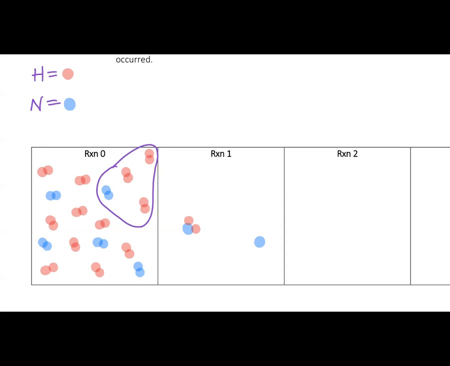There's NH3s. There's 1, 2, and then I can draw everything else that's left over. So I'm going to wind up with 9 hydrogen particles left, nine, and then 4 nitrogens.